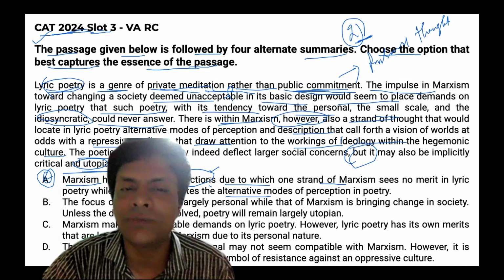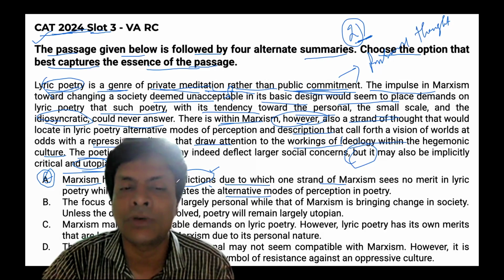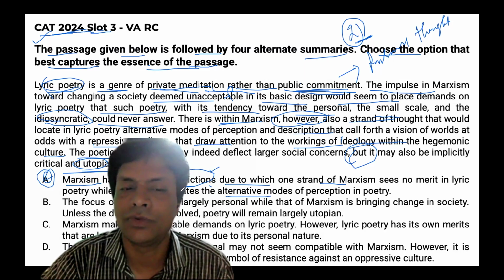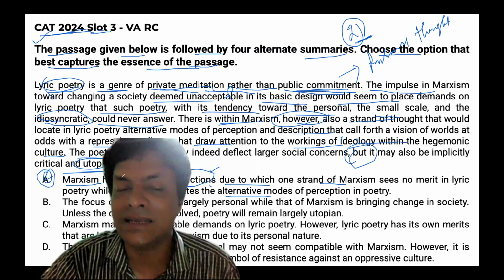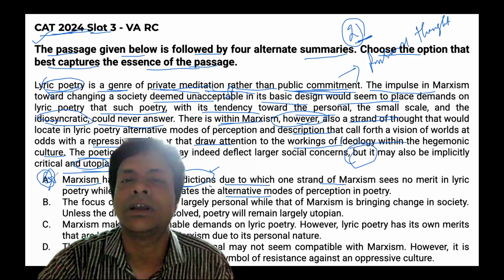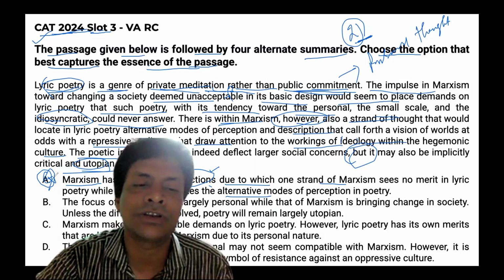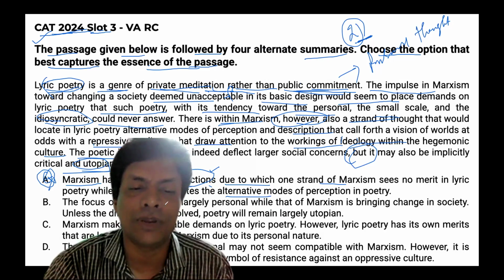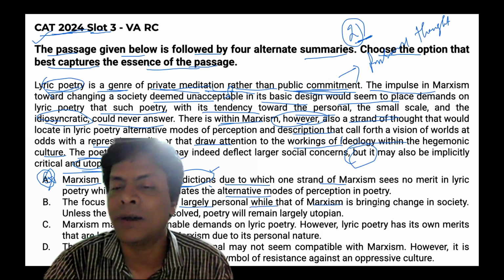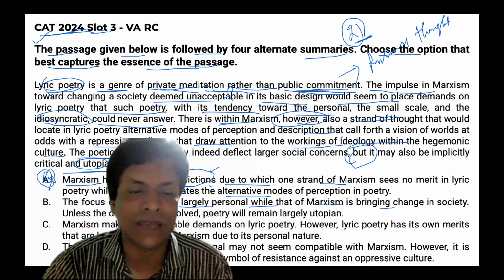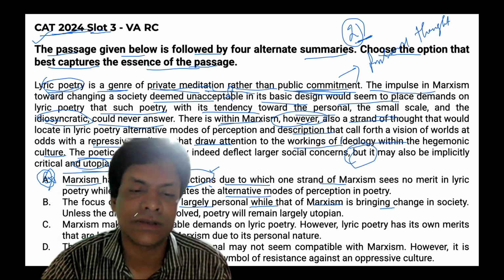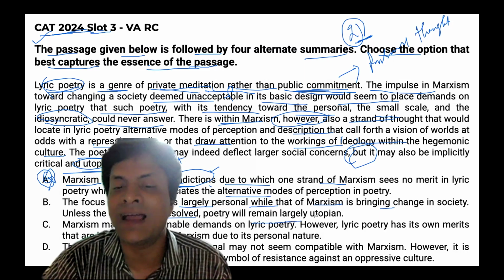But if you observe, the passage doesn't talk about Marxism having internal contradiction, right? So that is what eliminates option A. In that case, option A cannot be the answer. Second one, we talk about the focus of lyric poetry. The focus of lyric poetry is largely personal, while that of Marxism is bringing change in society, right? It is also said that unless the difference is resolved, poetry will remain largely utopian.